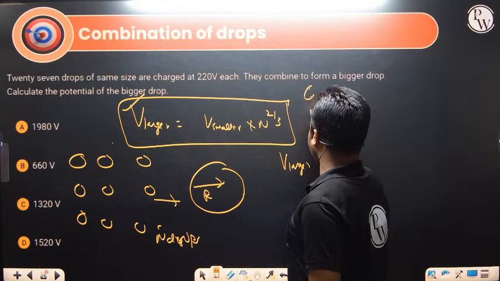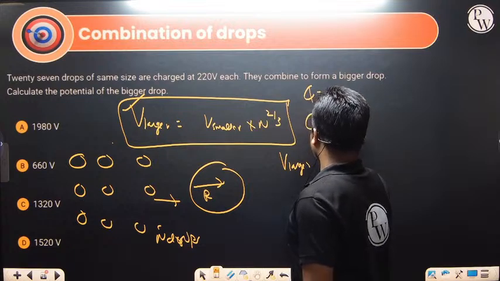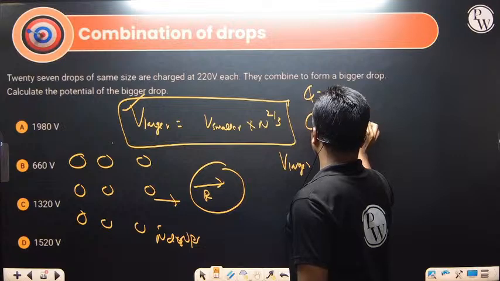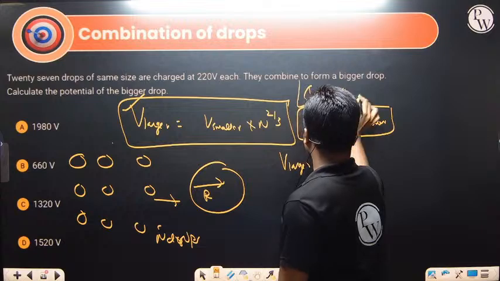And what is the charge? Charge is n times q. What is the capacitance of the larger drop? n to the power 1 by 3 times c of the smaller. So these are the direct formulas that you should write.